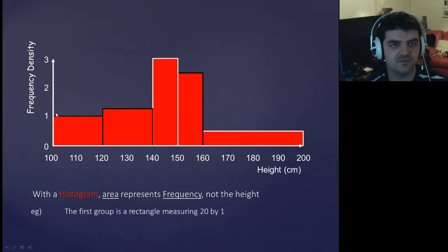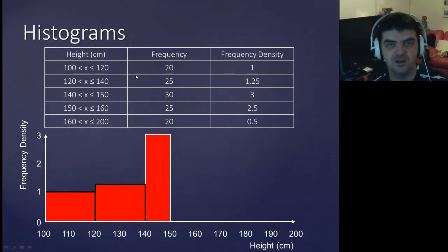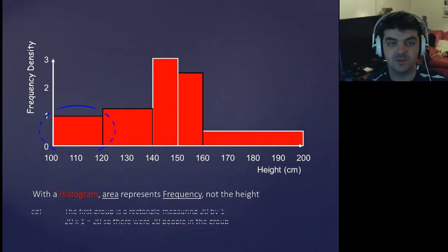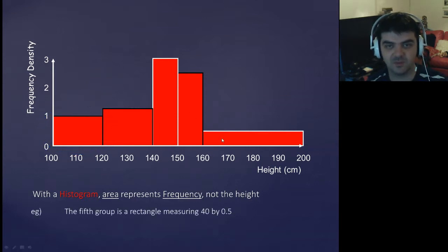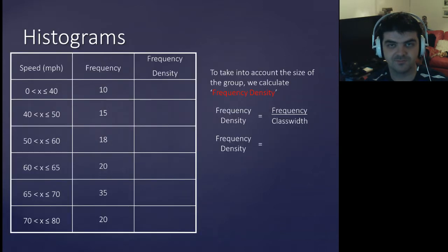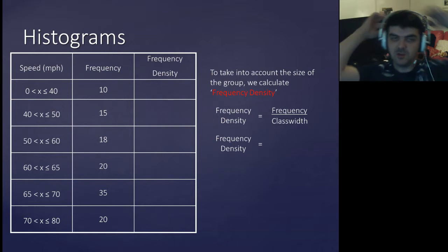This first group here, we've got a width of 20 measured by 1, so the frequency is 20 multiplied by 1, which is 20. And if I click back to our table, you can see that that is indeed correct. So for that class interval, it's going to be a frequency of 20, which definitely holds true. So the 20 people in this group. If I do the fifth group, this big one here, it measures 40 by 0.5, and so that says there are 20 people in that group and the frequency is 20 for that group. Okay, so if we do another one, we're going to take into account the size of the group.